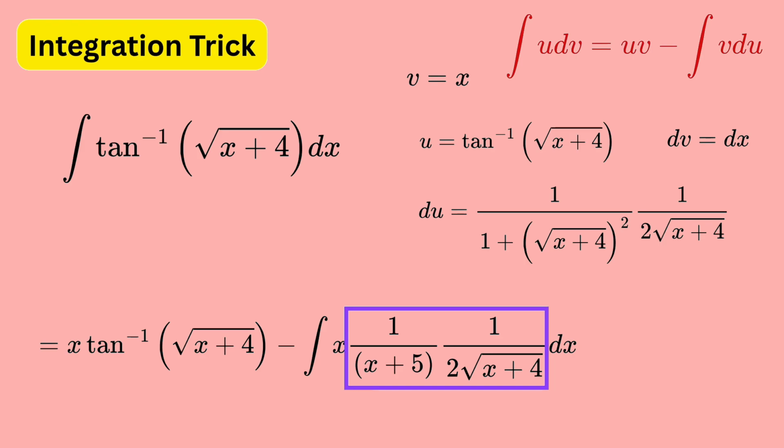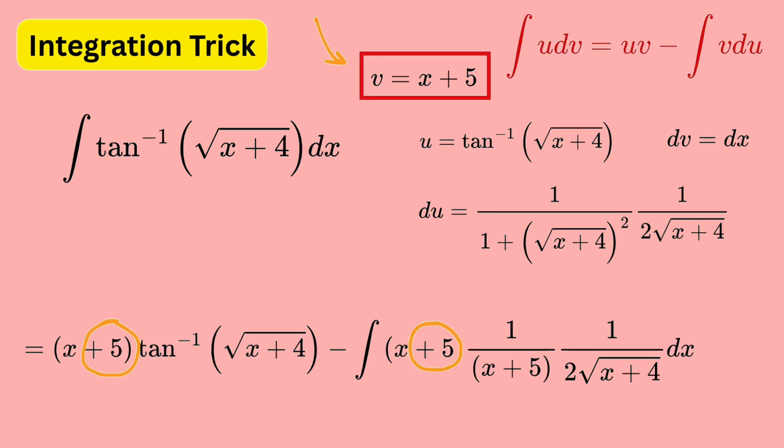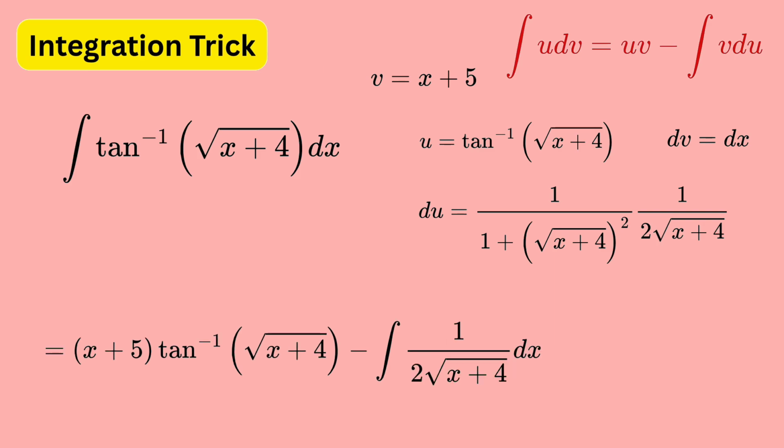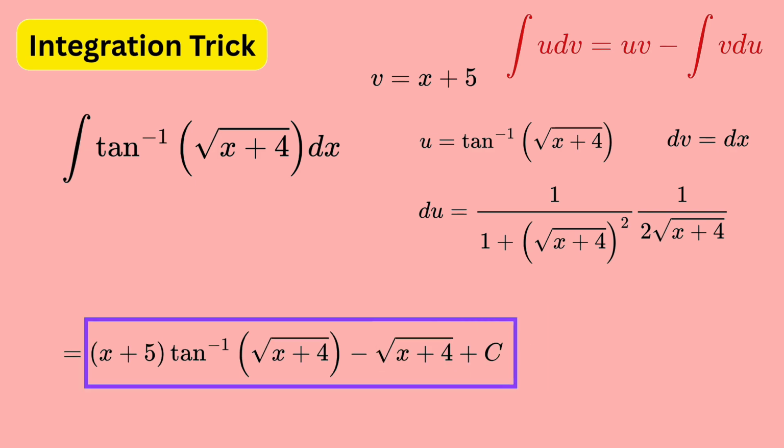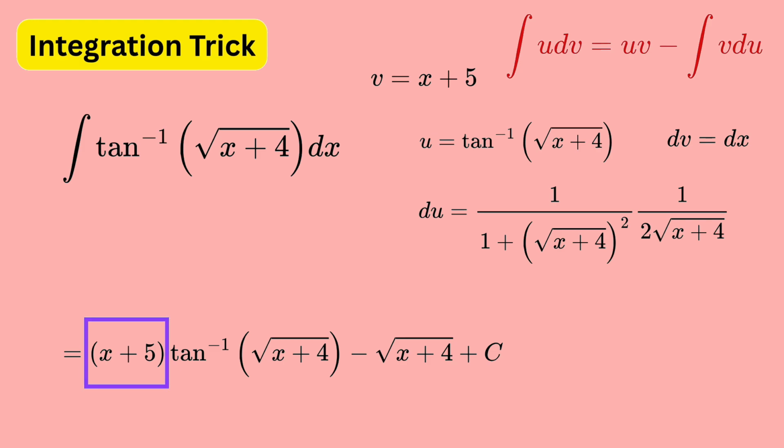Now this observation is the key idea. Since we know x plus 5 will appear in the denominator later, we cleverly choose x plus 5 as the antiderivative instead of just x. Now, after applying integration by parts, the denominator x plus 5 cancels perfectly with the numerator x plus 5. So, the complicated-looking integral collapses into a very simple integral. This is straightforward because the integral of 1 divided by 2 times the square root of x plus 4 is simply the square root of x plus 4. So the final answer becomes x plus 5 multiplied by tan inverse of the square root of x plus 4 minus the square root of x plus 4 plus constant.